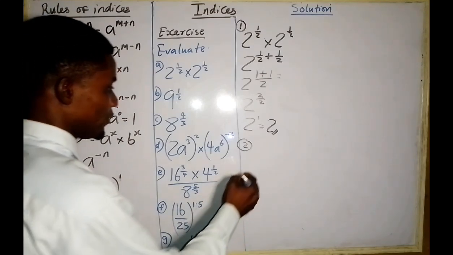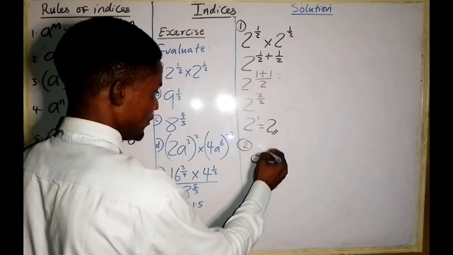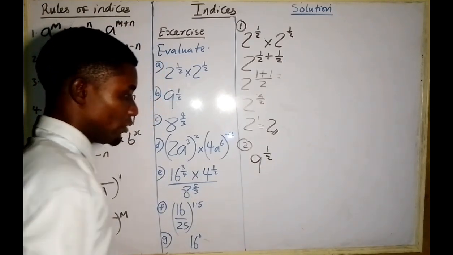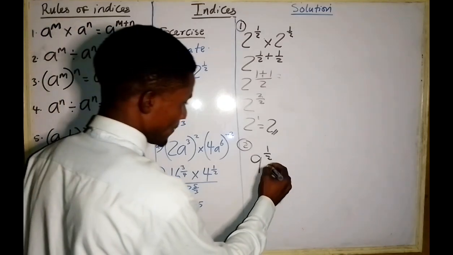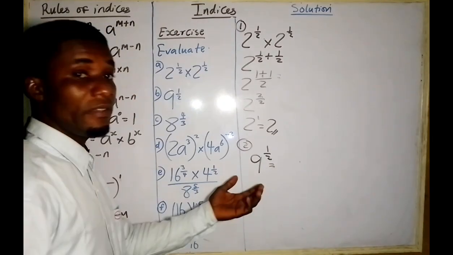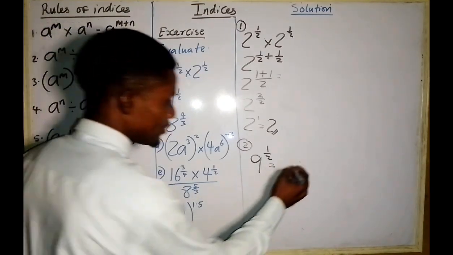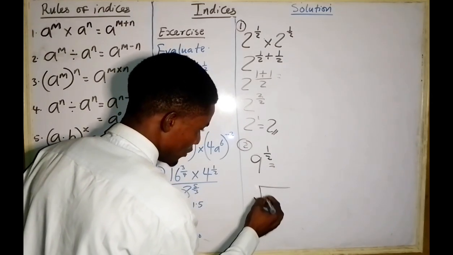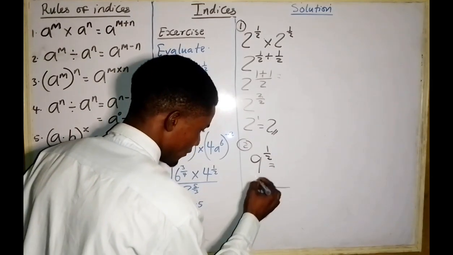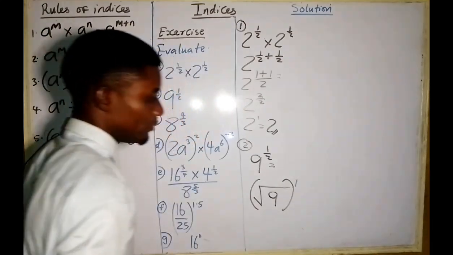Now, since we are given a value of n raised to the power of 1/2, to solve this, you apply your root power law. And what does the root power law say? The root power law says that when you have a value of this kind, we're going to have the square root of n raised to the power of 1.